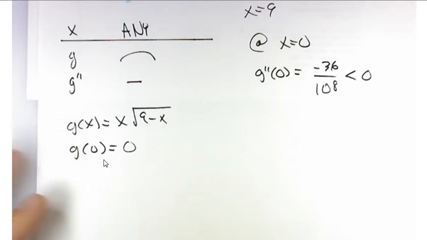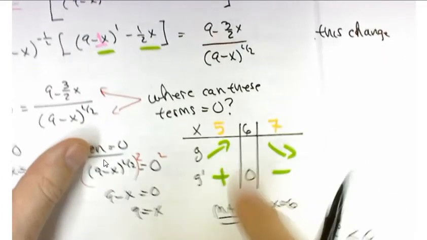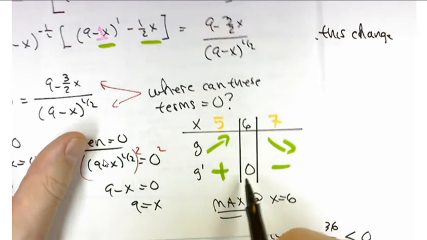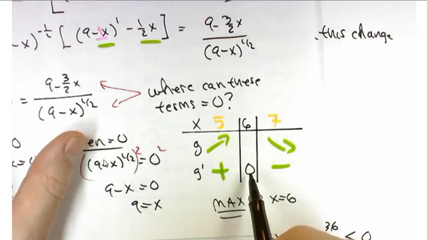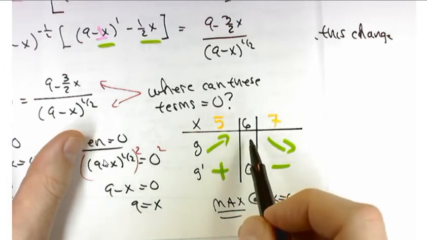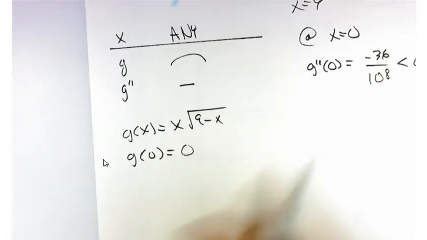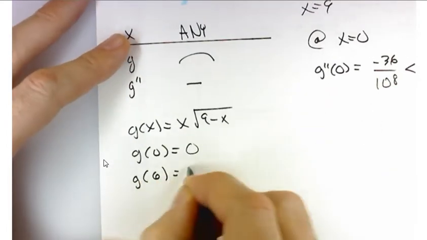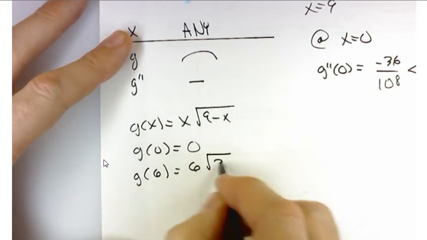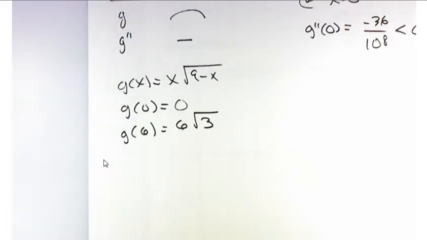And it might be helpful to figure out one last point here. We know that there's a horizontal tangent at x equals 6, but what's the value of the function at x equals 6? Well, okay, plug it in. Let's find out. g of 6 is going to be 6 times the square root of 3, so whatever that is. Probably about, maybe 10 something? Yeah, I'm guessing about 10.